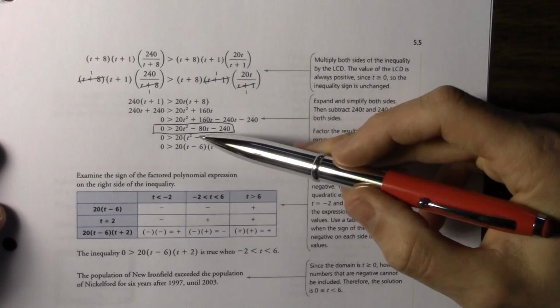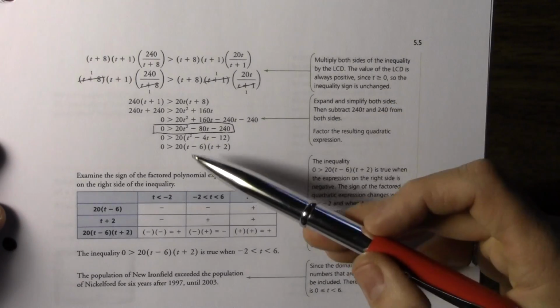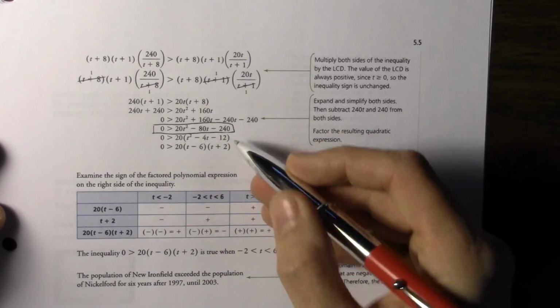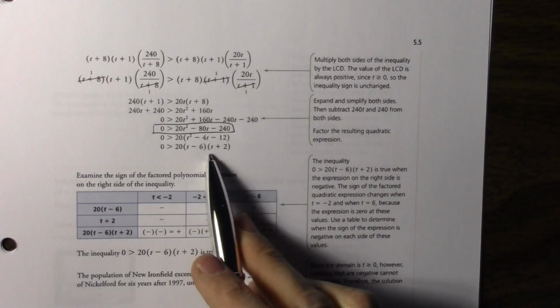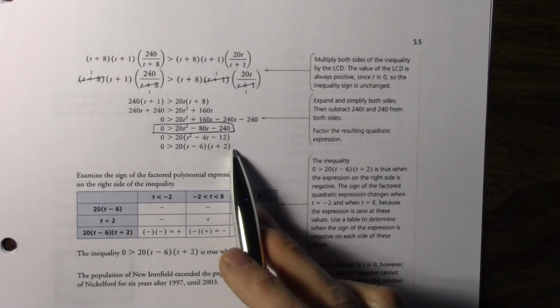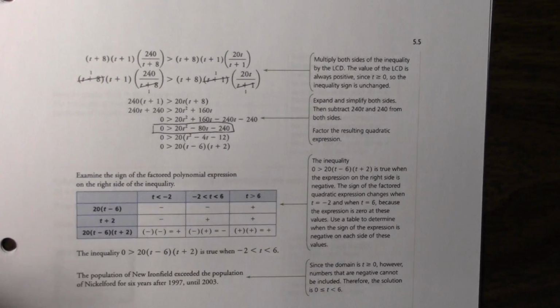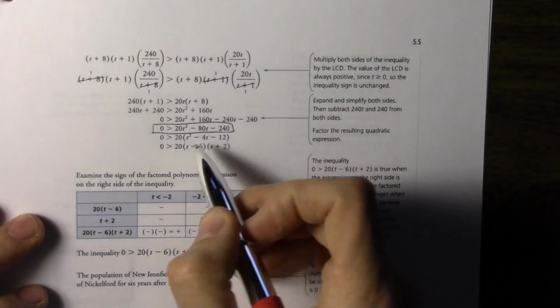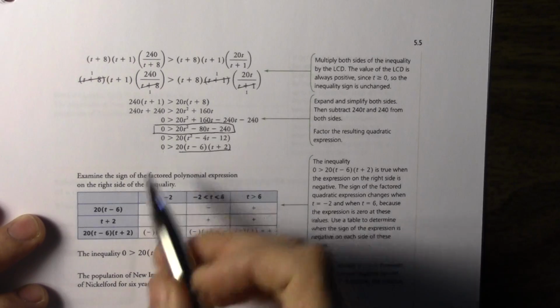Next step is you want to always look for a common factor, which in this case is the 20. So we're left with t squared minus 4t minus 12, which is easily factored to t minus 6 and t plus 2. Okay, so everything up until there has been kind of a repeat from yesterday. Now the difference is we want to find when this value is less than 0.